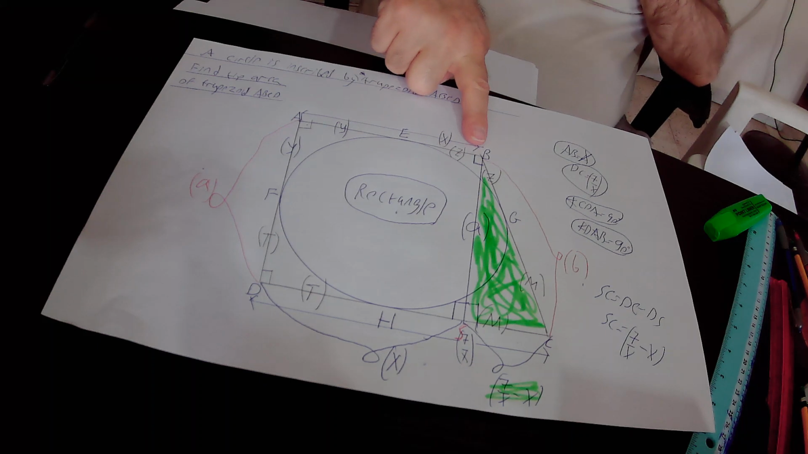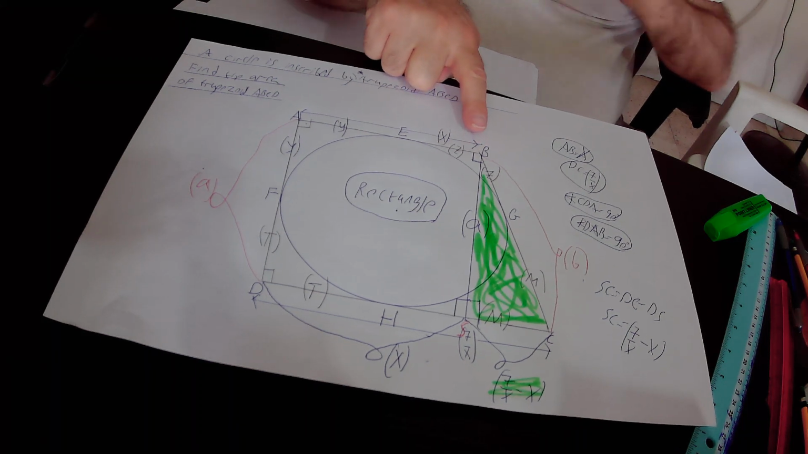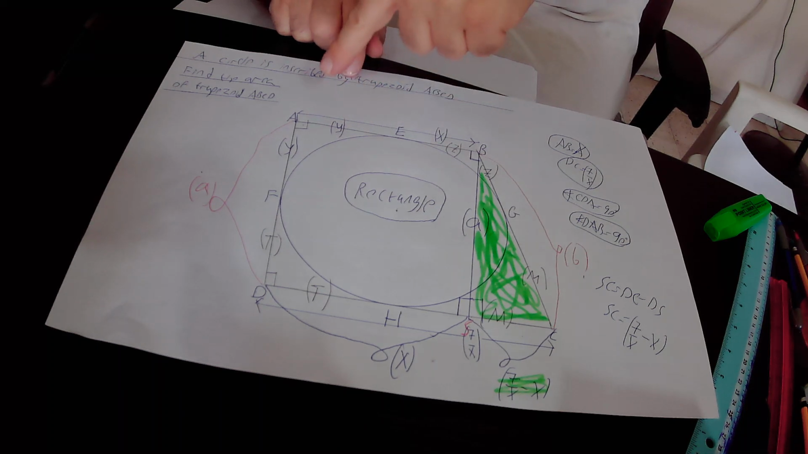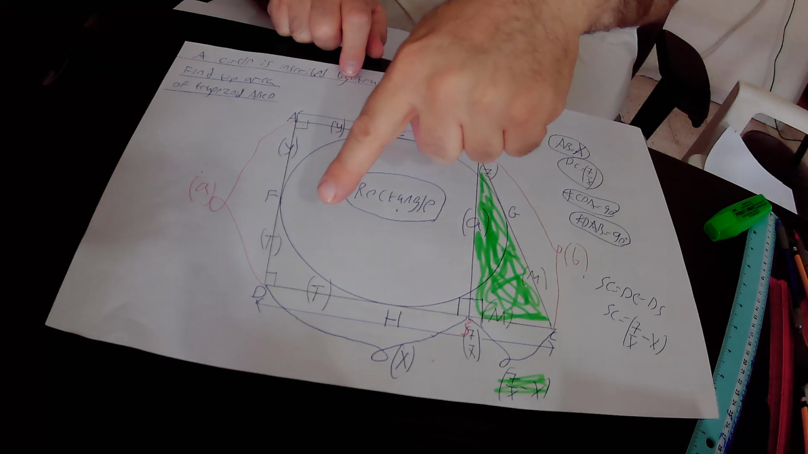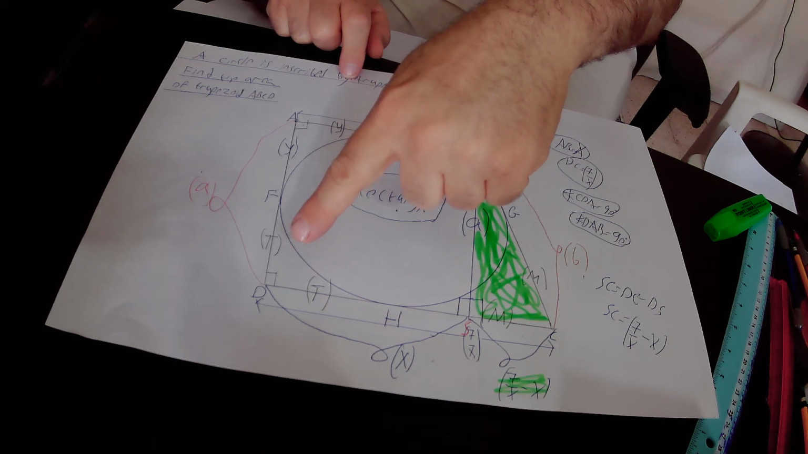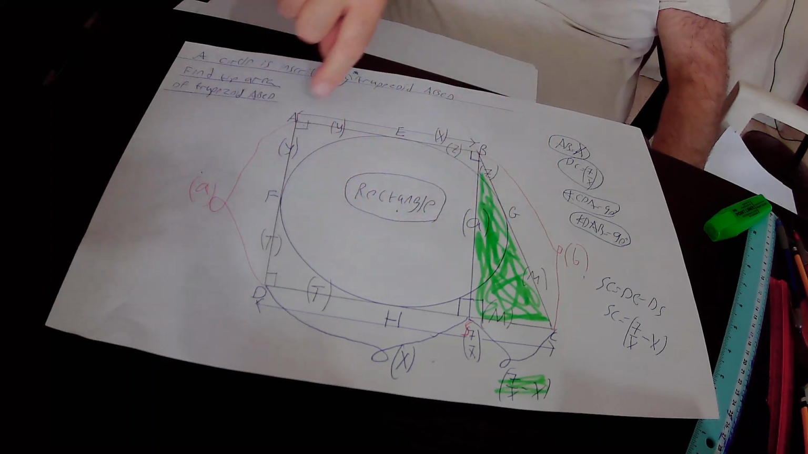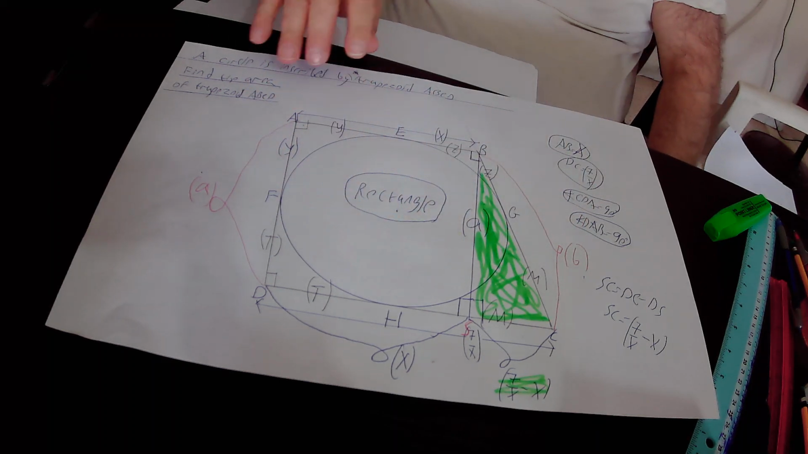This is angle A, this is angle BAD, that is a right angle, and this is angle ADC, that is also a right angle. Again, our mission is to find the area of this trapezoid ABCD.